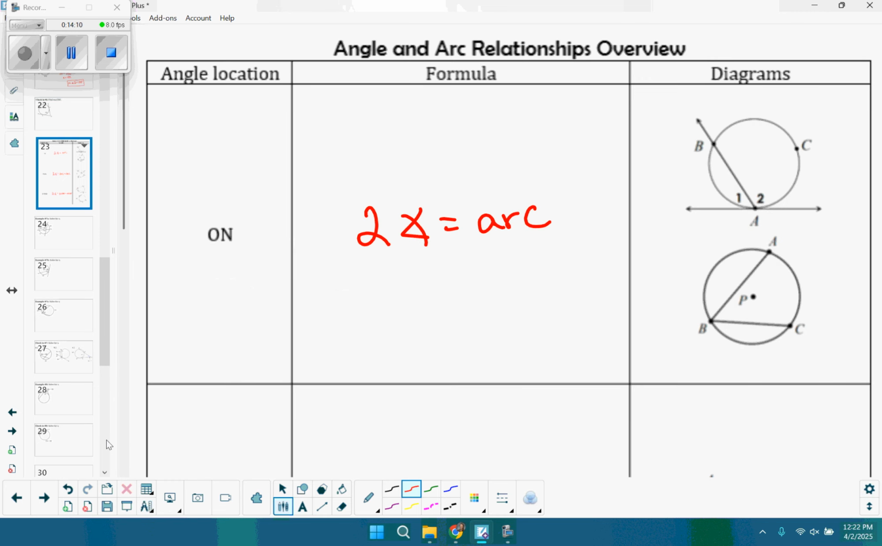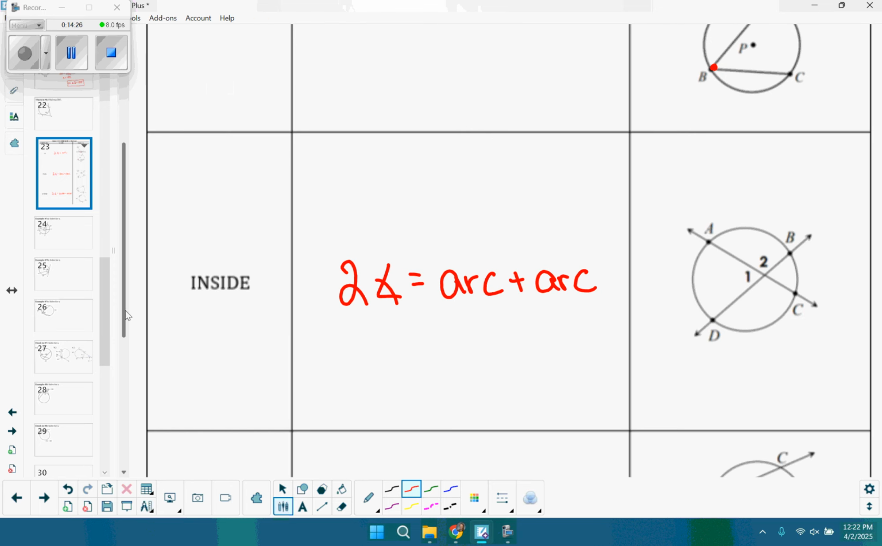So this just is an overview of the 3 formulas and the locations and what they are. So when it's on the circle, it could either look like this, where it's 2 sides, or it could look like this, where it's an actual angle opening up. And for both of those, it's 2 times the angle is equal to the arc. For inside, it's 2 times the angle equals arc plus arc, but making sure we're using the arcs that truly belong to the angle in question.